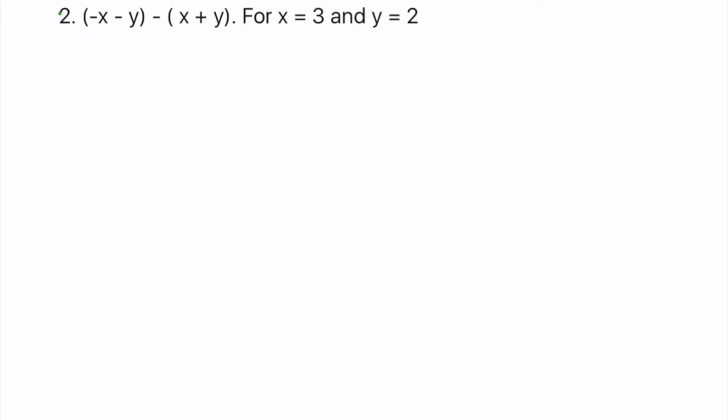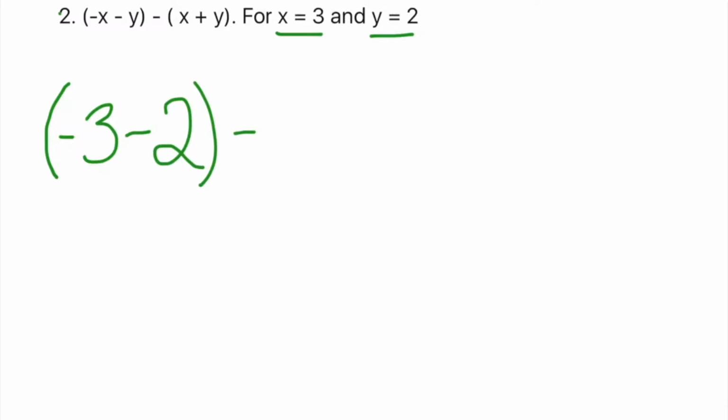Number 2, we have to evaluate. So they gave us an expression, and they also told us what x and y equal. So we just need to go and plug those into our expression. So we start off with negative x, so that's going to be negative 3, minus y, so that's minus 2, minus x plus y, so we plug in 3 plus 2. And now I'm just going to go left to right, simplifying inside each parenthesis.